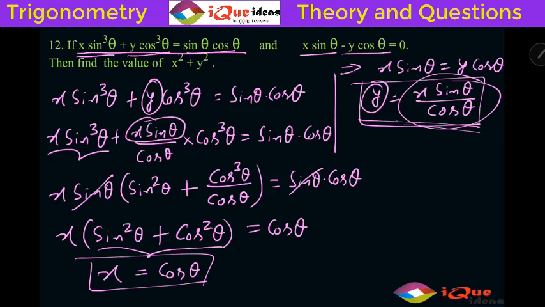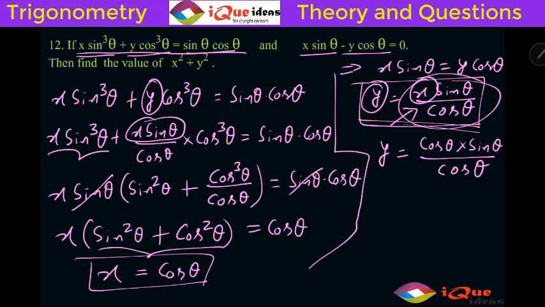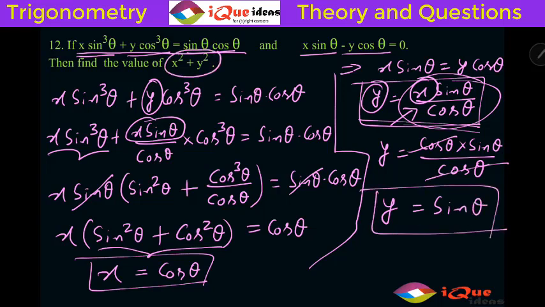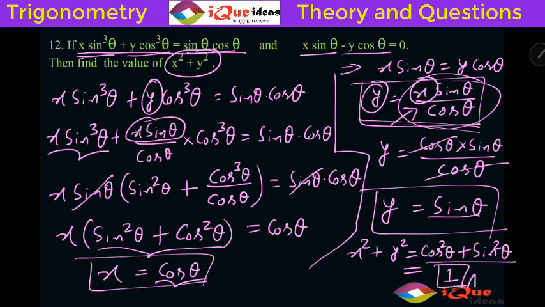So if you put x equal to cos theta in this one, you will have y equal to cos theta into sine theta divided by cos theta. What we are doing, we are putting the value of x as cos theta. So cos theta gets cancelled and we have y is equal to sine theta. Fantastic. What is the question asking? The question is asking the value of x square plus y square. Now you see, x square plus y square will be simply equal to x square means cos square theta and y is sine theta. So y square would mean sine square theta. So x square plus y square is cos square theta plus sine square theta, which is 1. So the answer of this question is just 1.